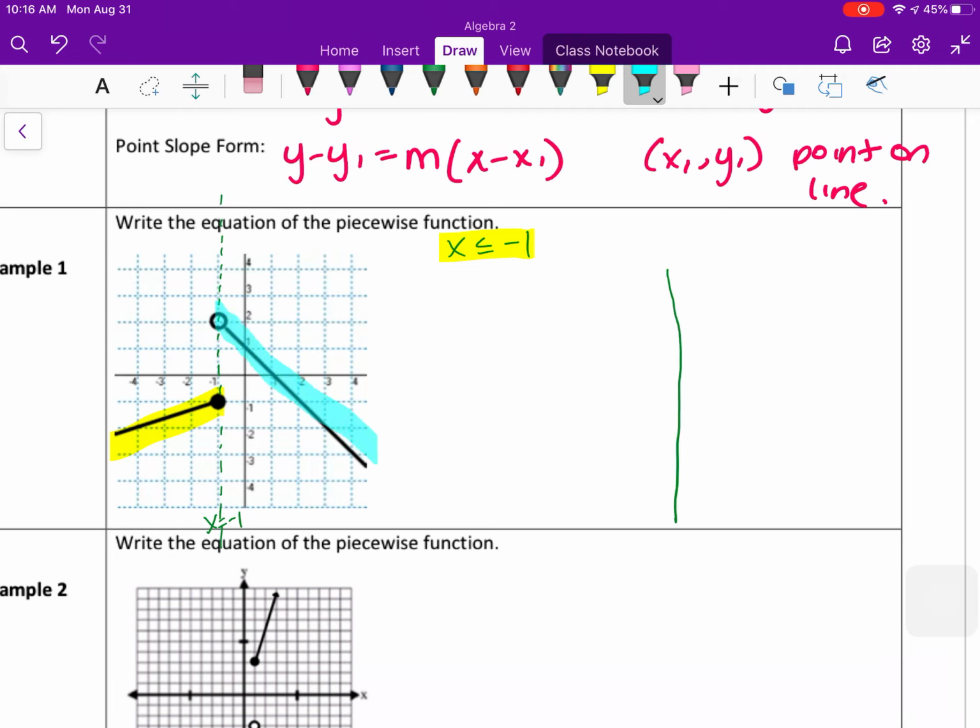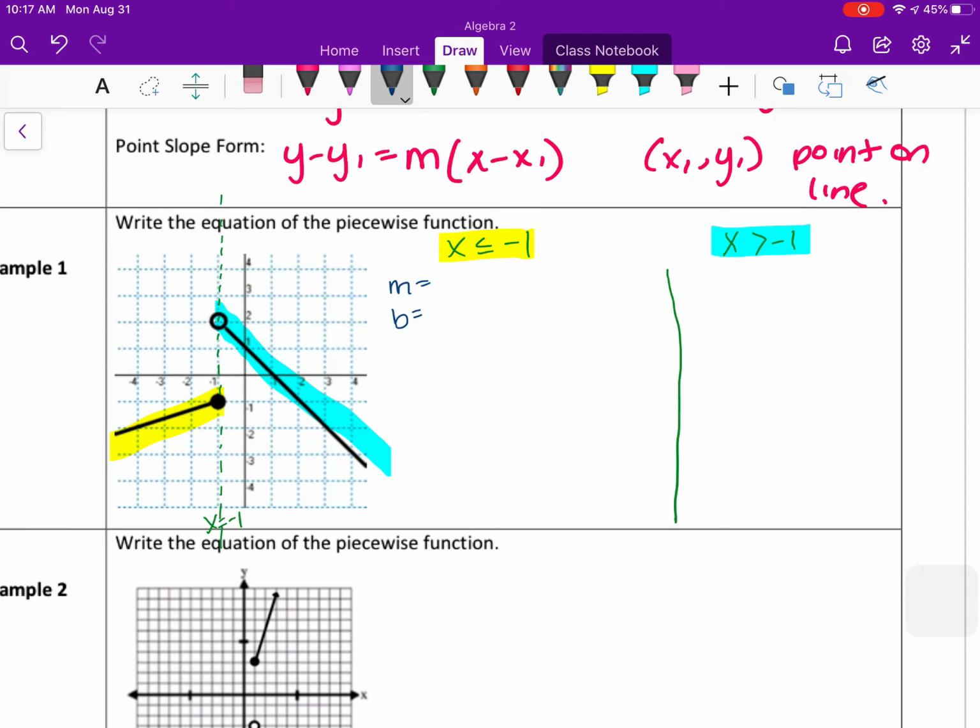Then we have this line, and we're going to the right of -1, and it's an open circle, so that's where it's going to be x is greater than -1. So we have those two lines there. All right, so for each line, you're going to need to find the slope and the y-intercept to write the equation of the line. So I'm going to start with the one I highlighted in yellow.